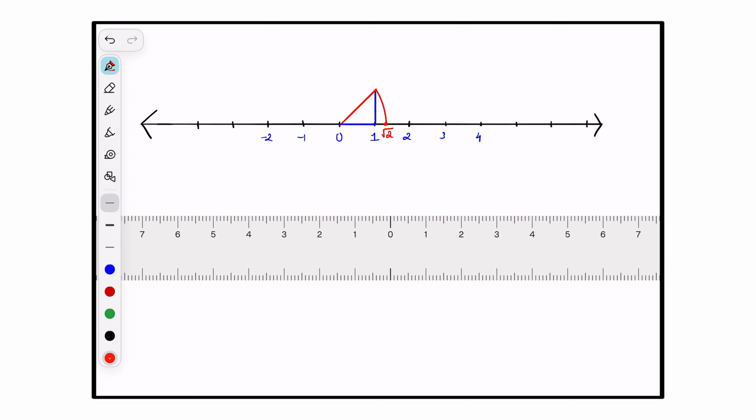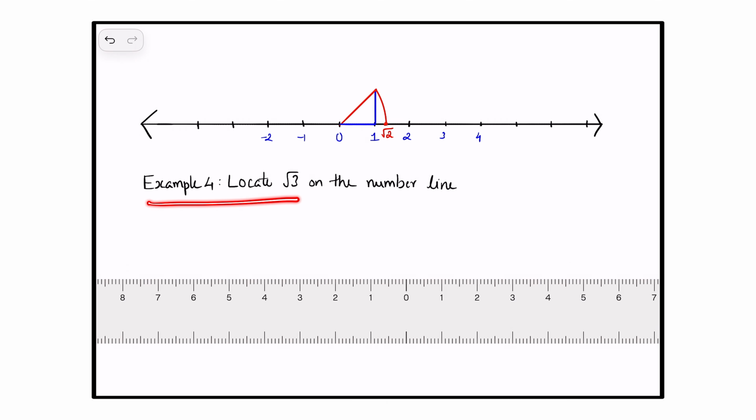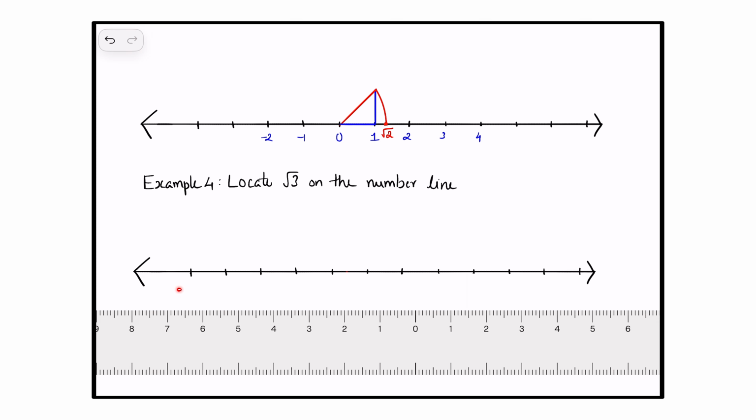Let us move forward. Example number 4. Locate root 3 on the number line. Again, I'll start with the number line, and as I said before, each of these gaps will be 1 unit in width, so it is equivalent everywhere. And let us now denote root 3 on the number line.